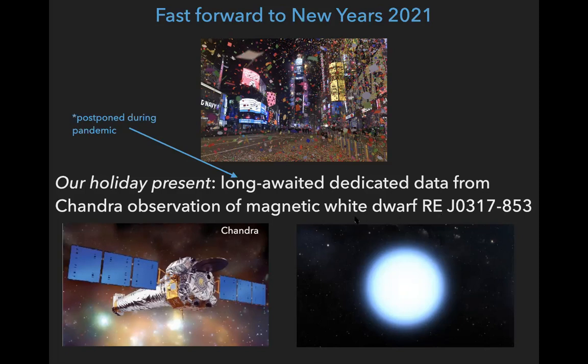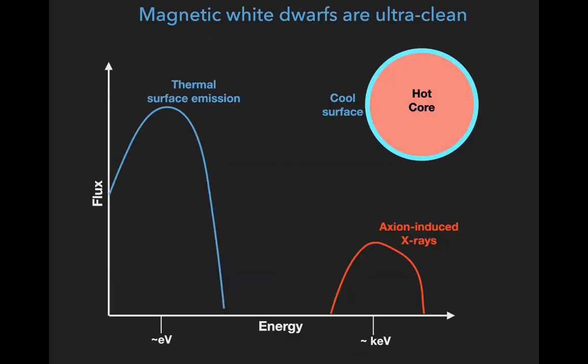And we were extremely excited to open it up and to see what was there, because we knew about this hard X-ray excess, and we were getting ready to see what happened in this ultra clean white dwarf search. I just want to stress that I think these white dwarfs are ultra clean. The surface emission is at much lower energies, on the order of a few eV. So there's a big separation in energy between the surface emission and the axion-induced emission, which is still in the X-ray band. So relative to the neutron stars, there's more separation between astrophysics and new physics.